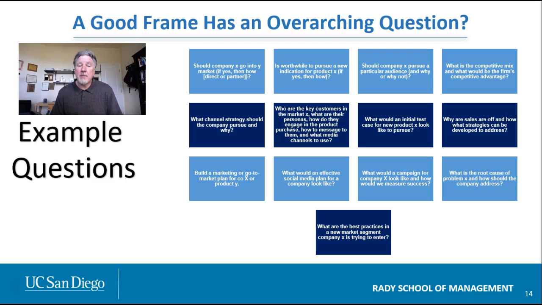Build a go-to-market plan. What would an effective social media plan look like? What would a campaign look like? And how would I measure success? What's the root cause of problem X and how should the company address it? And what are the best practices? So these are questions that help you define a hypothesis, but also build the basis for your objectives and ultimately your deliverables.